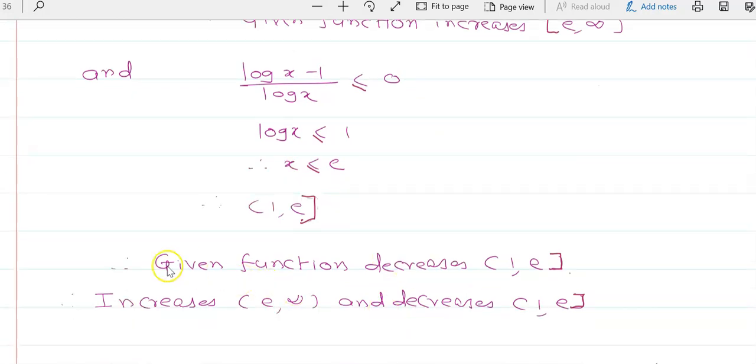And hence the given function is decreasing in the interval 1 to e, where e is closed, and increasing in the interval e to infinity.